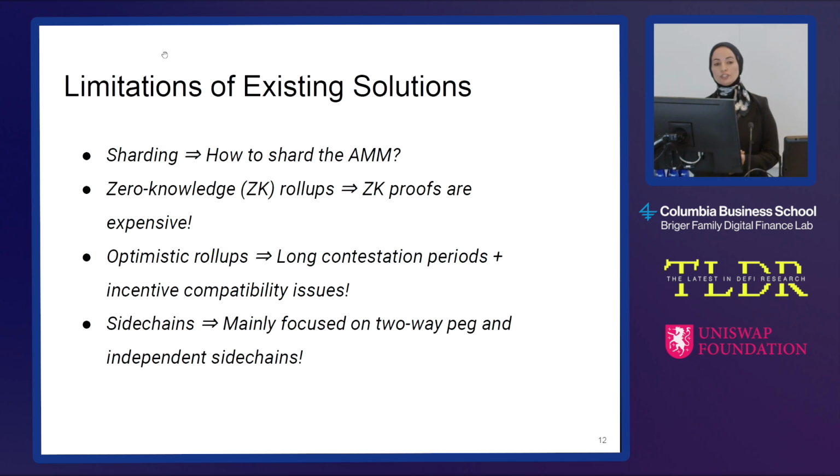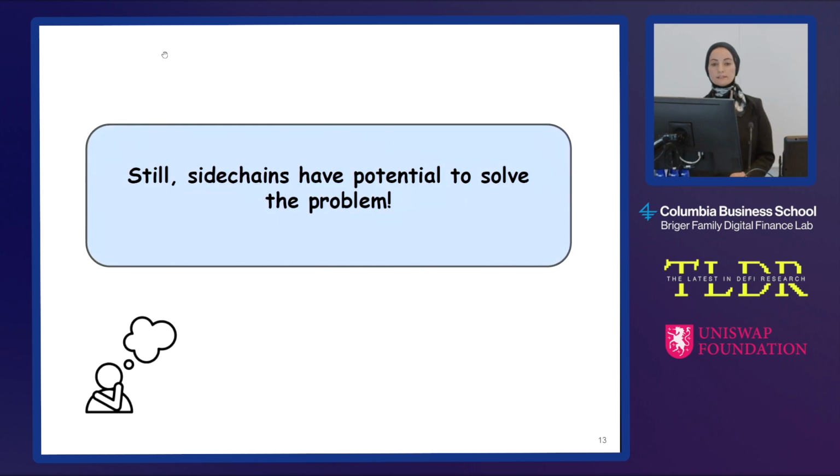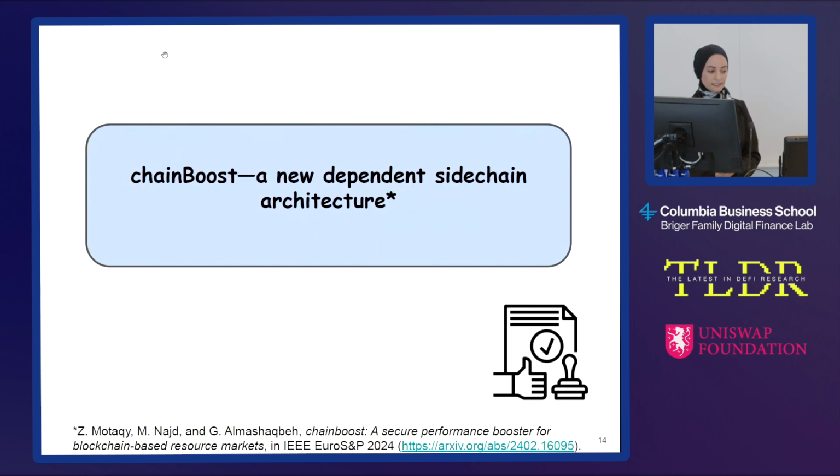Sidechains, unfortunately, most of the existing solutions until now focus on the two-way peg, which is basically transferring currency between the main chain and the sidechain, and all of them view these two chains as completely independent. Still, we believe that sidechains have the potential to solve the problem. Indeed, in a recent work, we built a new sidechain architecture that allowed us to have the two chains depend on each other, share the workload, and even prune the blockchain size.